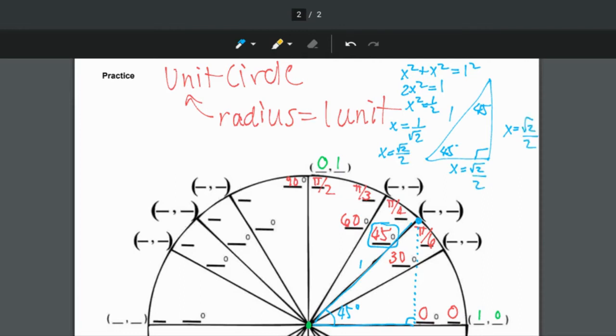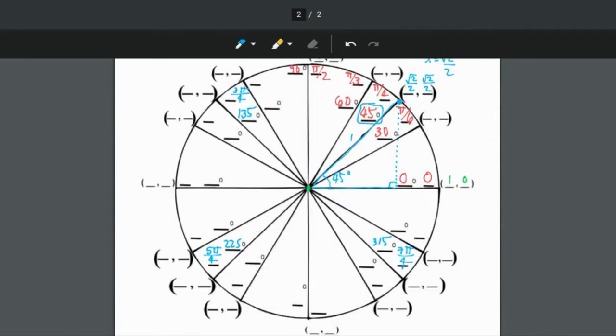So I'm going to label this ordered pair as root 2 over 2, comma, root 2 over 2. So if you look at the other angles that create a 45-degree angle with the x-axis, we have essentially the same triangle, except it's in quadrant 2, which means that from the origin, I go left root 2 over 2, but up root 2 over 2.